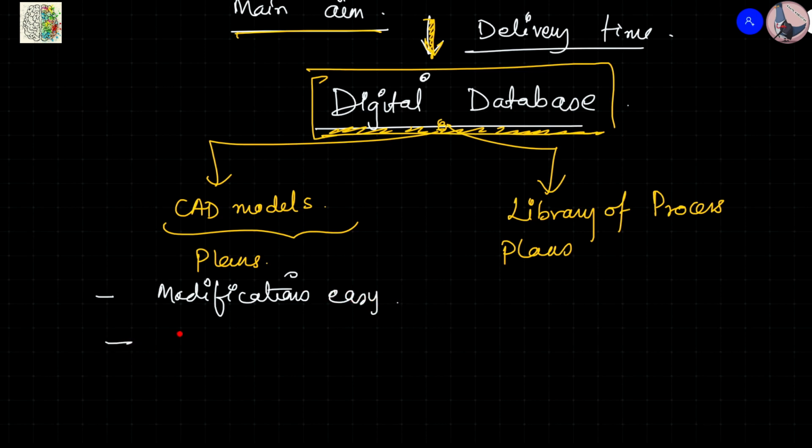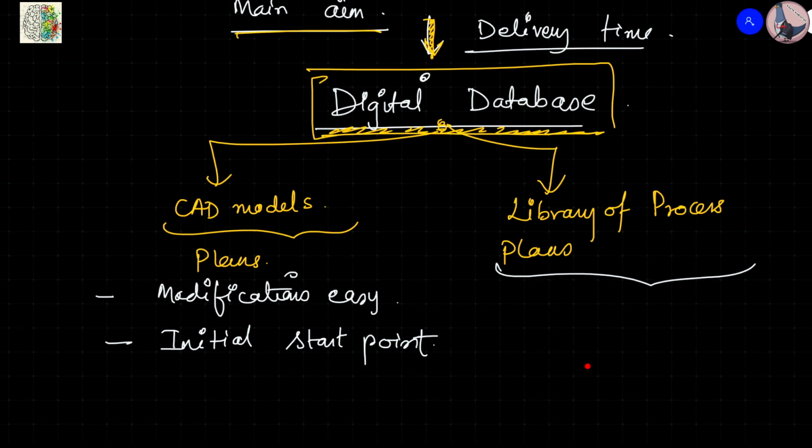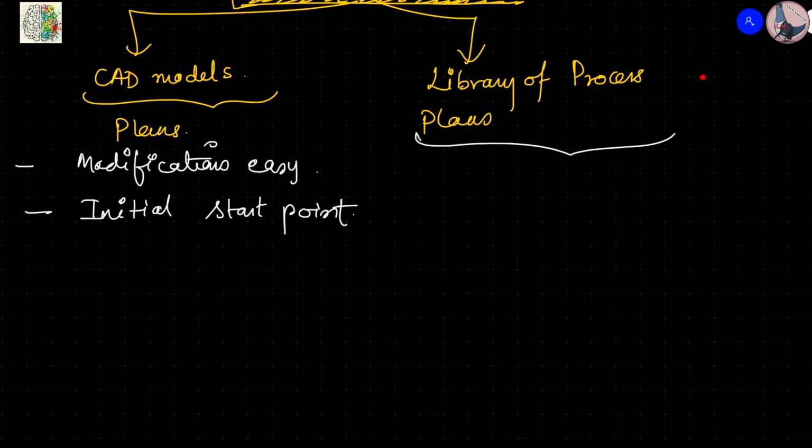Second, you already had an initial start point. Suppose you want to make one screw which is different from an already pre-existing screw, so you will have only one dimension to change and you will get your design model. Okay, then this library of process plans, what was it containing?